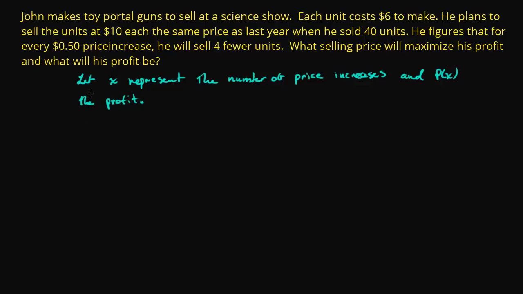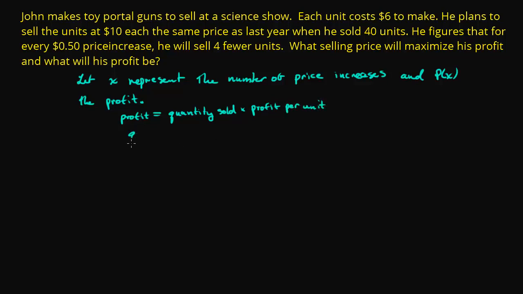Now we have to figure out a way to relate p of x and x in order to get a quadratic function. First let's think about what profit actually is in this question. Profit is going to be equal to the quantity sold times the profit per unit.